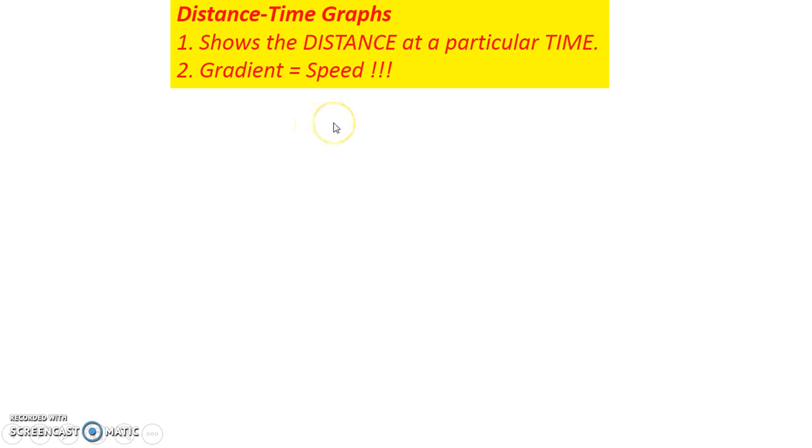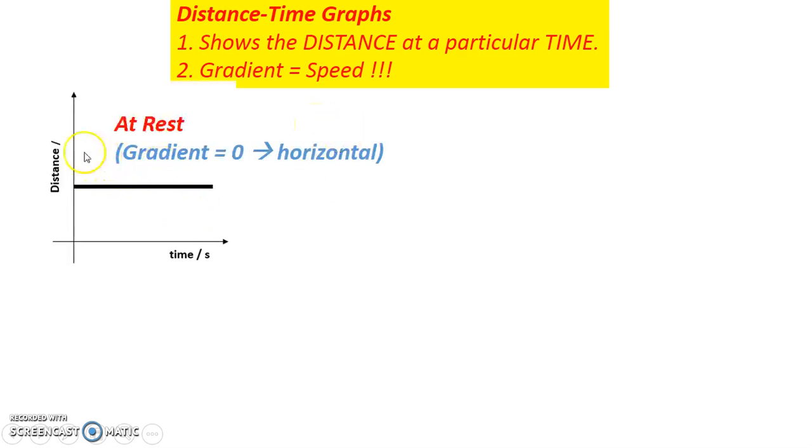Okay, so just looking at the first scenario, you can see in this distance time graph, an object is at rest. Why? Because the gradient is equal to zero. So then it's horizontal. Since the gradient equals zero, the speed is also zero, using the second relationship we see here. So the speed is zero, that means it's at rest.